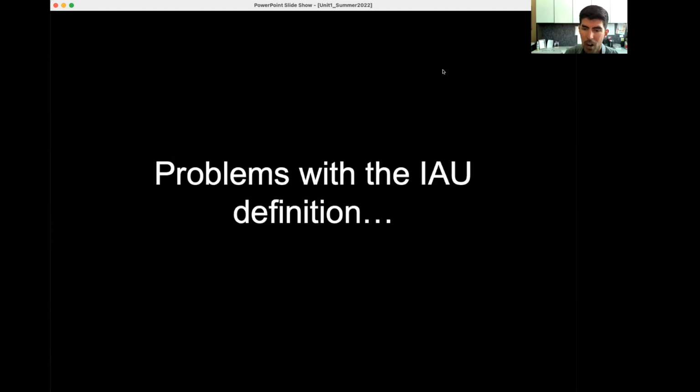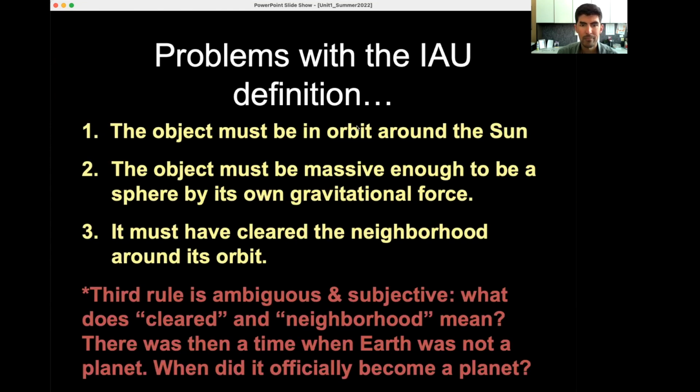However, there are some problems with the International Astronomical Union definition. It is not as clear-cut. If we take the different criteria, it must be in orbit around the sun, fairly straightforward. It must be a sphere by its own gravity, also very straightforward. It must have cleared the neighborhood around its orbit. This third one is not very clear. This one is ambiguous and subjective. What does it mean to have cleared the neighborhood around its orbit? What does neighborhood mean? None of these terms are really well defined.